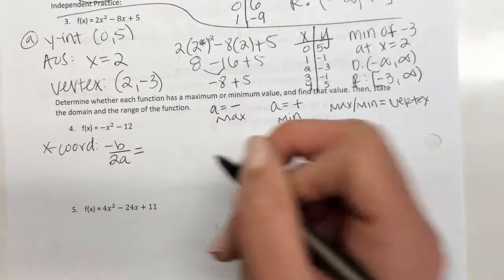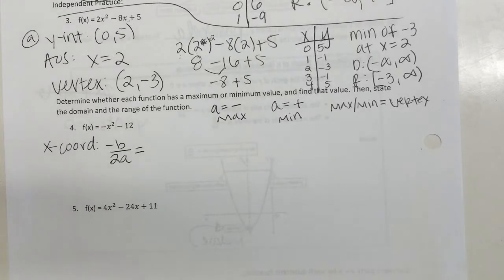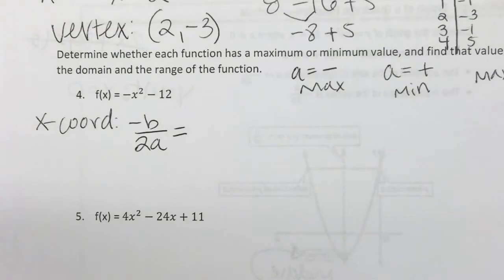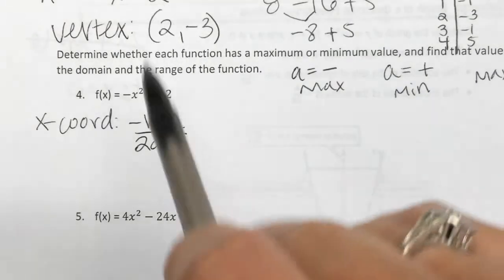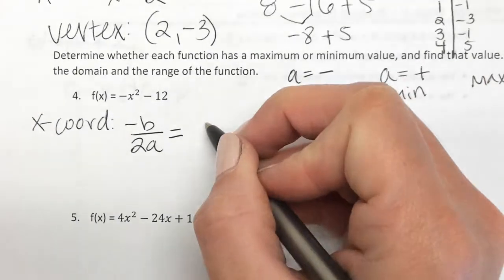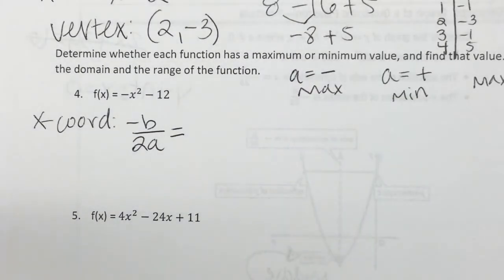What is our b in this case? 12. Careful. Because b is always the number beside which one? X. Is there an x here? No. There's a what? X squared. There's no middle term. Everybody see that? So it's 0. Oh gosh. Snuck up on me there. Alright, we'll start here Monday.